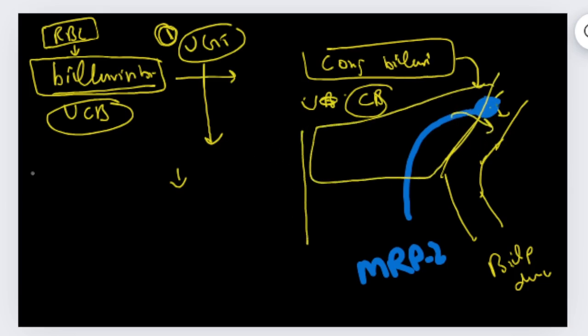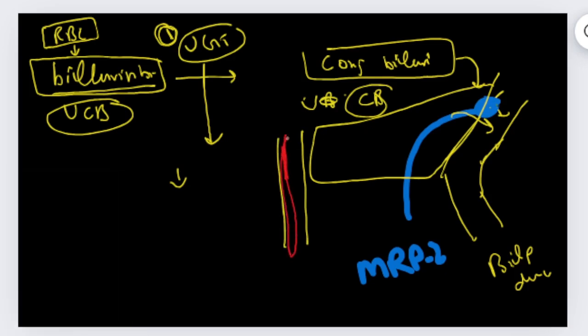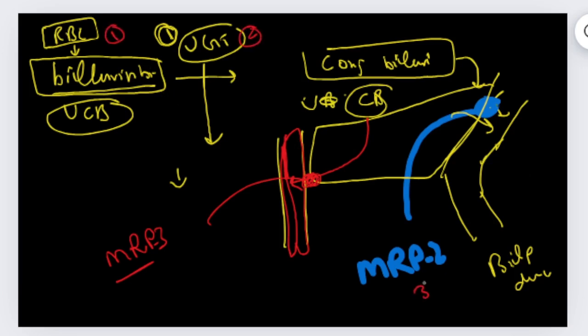And here is another transporter. For example, this is your blood. On the blood side, there is another transporter called MRP3. Okay, MRP3, and the conjugated bilirubin will move like this to here. Now you have to remember these things: one, RBC; another, the UGT enzyme; and the third, MRP2 and MRP3.